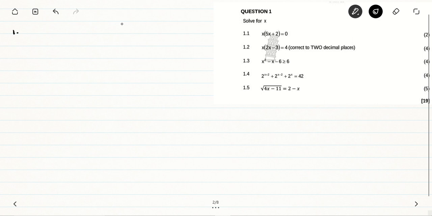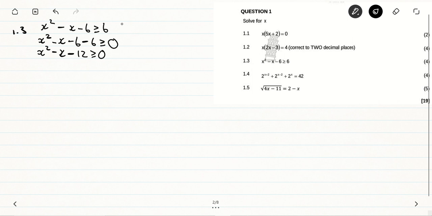On 1.3, we have x squared minus x minus 6 is greater than or equal to 6. So we have to write this in standard form, such that everything is on the left and it's greater than or equal to 0. We take 6 to the left, it becomes negative, and we are left with 0 there. Let's simplify this. Negative 6 minus 6 is negative 12. It's greater than or equal to 0.